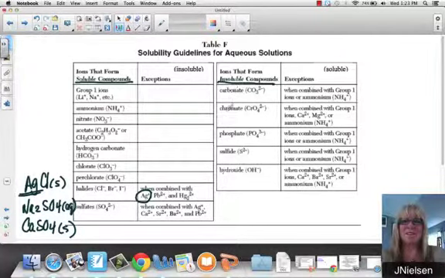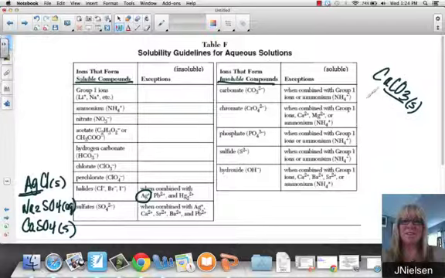All of these, carbonate, chromate, phosphate, sulfide, and hydroxide, form insoluble compounds. That means they're going to form a precipitate unless they combine with one of the exceptions. So if I have CaCO3, I see that CO3 is on the insoluble side. It combined with calcium. Well, calcium is not in group 1, it's in group 2, and it's not ammonium. So this would be a solid, because remember, these are all insoluble.